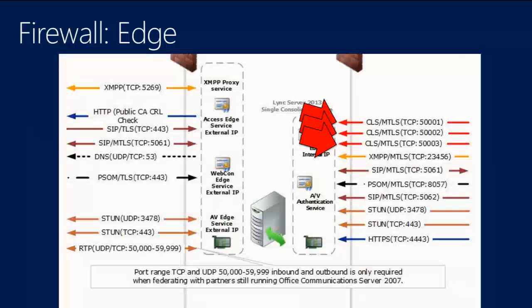We also have these 50,000 ports, 50,001, 50,002, and 50,003 to the inside of the edge. That is for what we call CLS, or the Centralized Logging Service.